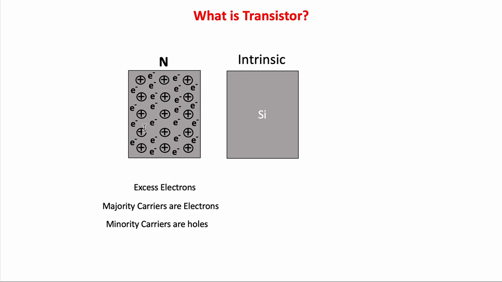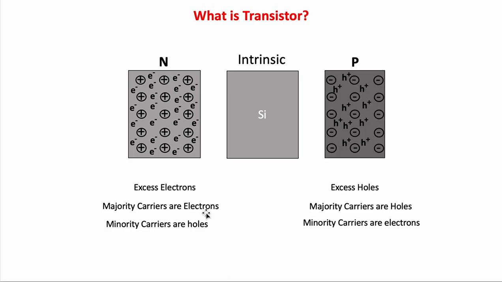Due to the impurity, there are some holes as well. Since the number of holes is really less than the electrons, we call them the minority carriers. So the minority carriers are holes, and majority carriers are electrons in an N-type semiconductor.